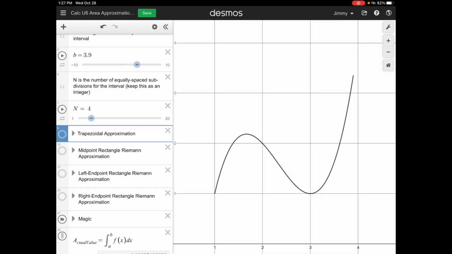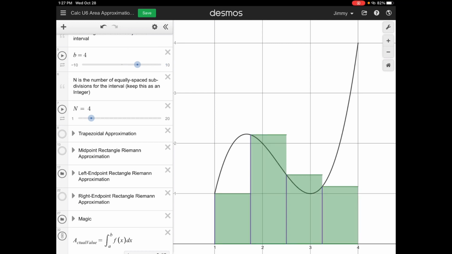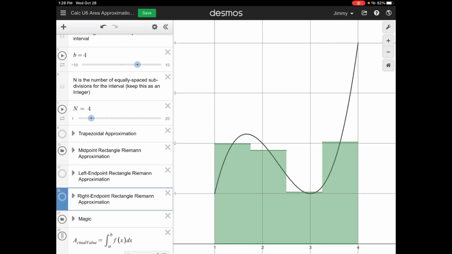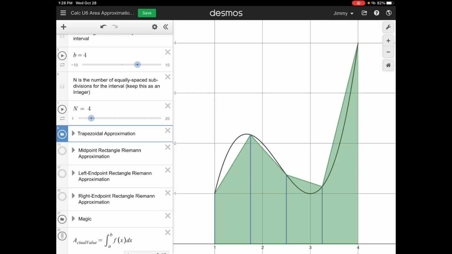I'm going to open up Desmos here, and we're looking at this graph of some wave or some curve, and we're going to go from 1 to 4. If we wanted to find or estimate the area underneath the curve, what we talked about in our previous video was estimation using left endpoint rectangles, or right endpoint rectangles. We looked at midpoints, and we also looked at a trapezoidal approximation method.